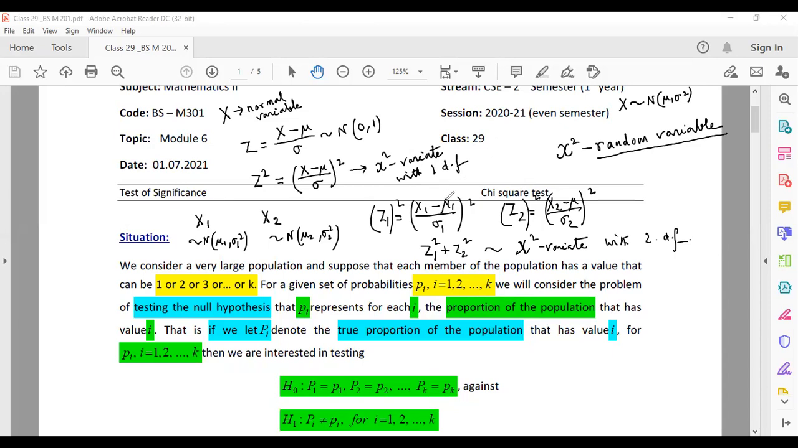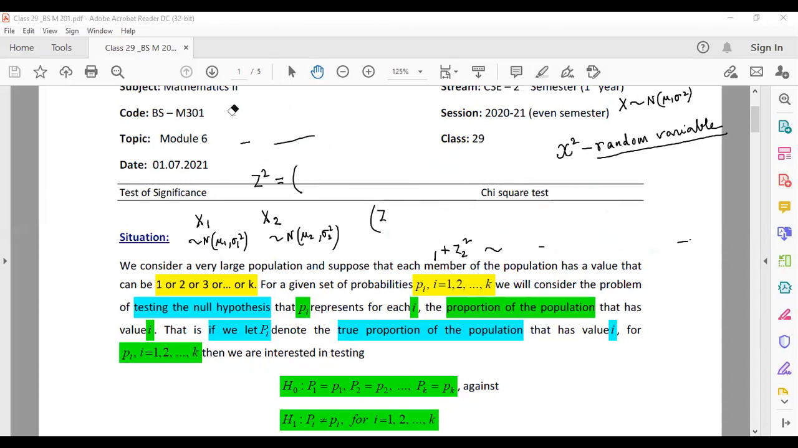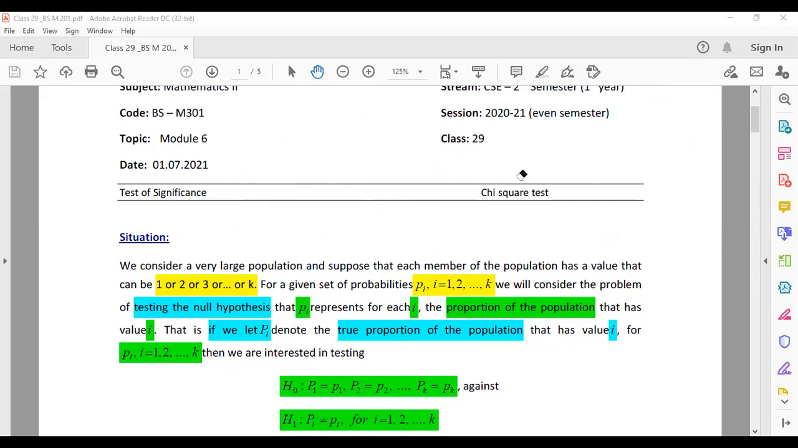So that's why I have chosen to start from a situation where I am going to explain how chi-square is used. Let me erase it first of all. Situation.